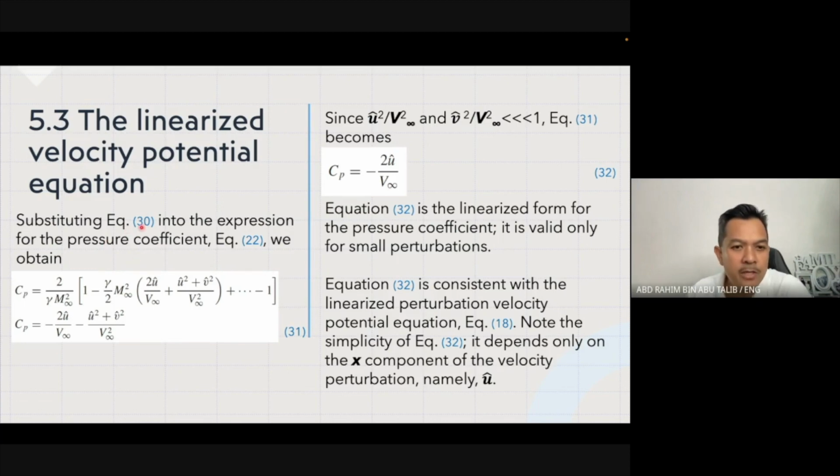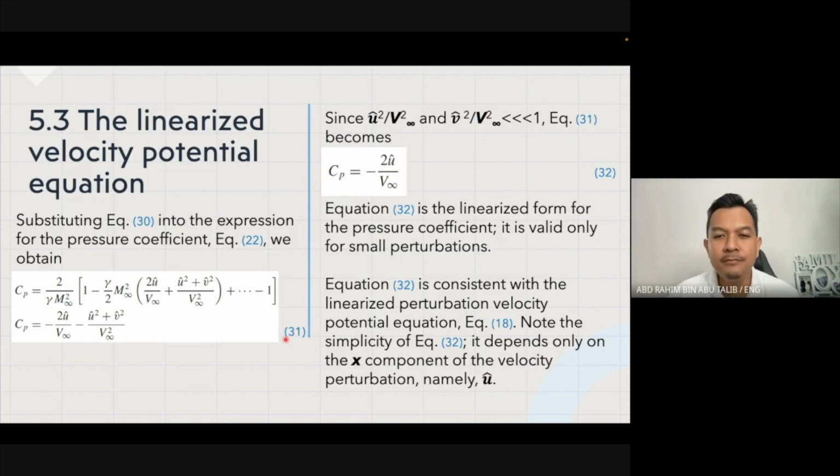Substituting equation 30 into the expression for Cp, the pressure coefficient, which is equation 22, we then obtain this expression where the pressure coefficient Cp equals minus 2 times the perturbation velocity u over free stream velocity V, minus the perturbation velocity u squared plus perturbation velocity v squared over free stream velocity squared. So that is what we call equation 31.